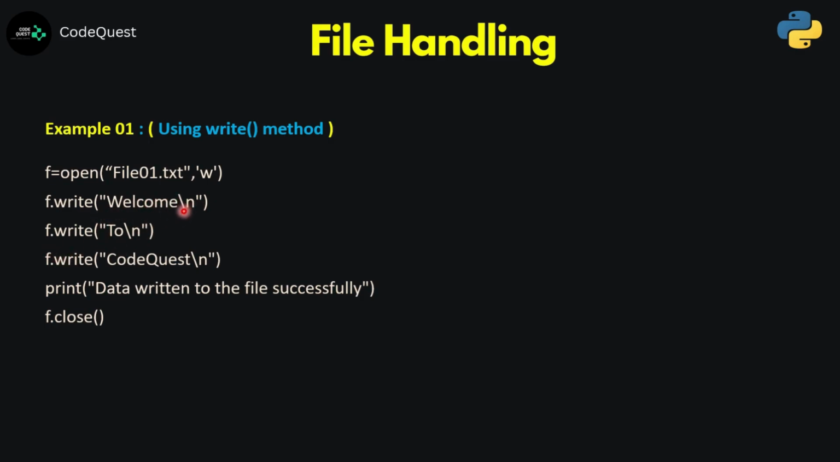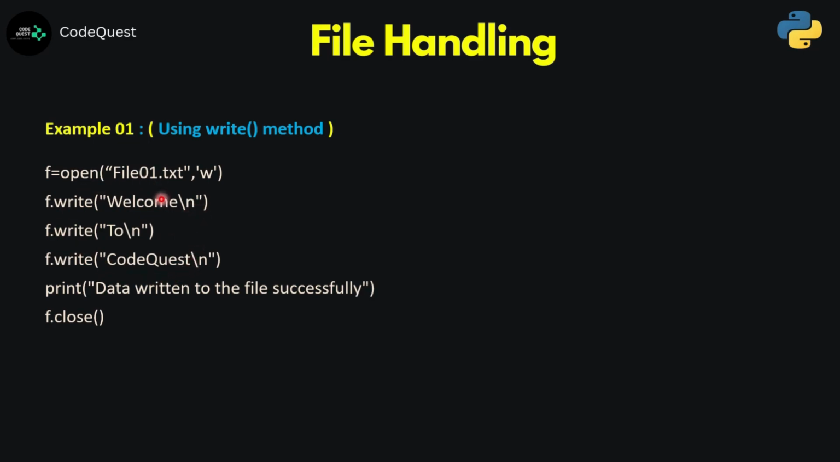I'm using a \n here because I want this welcome to be written in one line. And immediately this \n is going to bring the pointer to the next line, so that next time when I'm calling the write method once again, let's say I'm writing here 2, this 2 has to be written in the second line, because we have already used this \n, which has brought it into the new line. Similarly, again this \n is going to bring it to the beginning of the third line, and there I'm writing something like code quest. So by the end, we have called the write method 3 times, and every time I call the write method I have made use of \n.